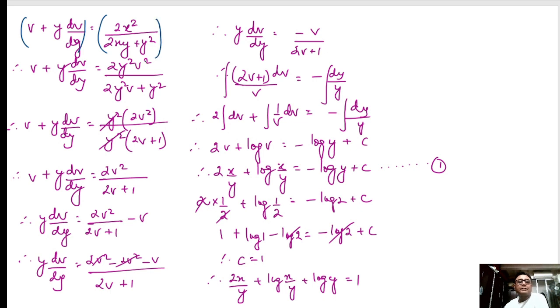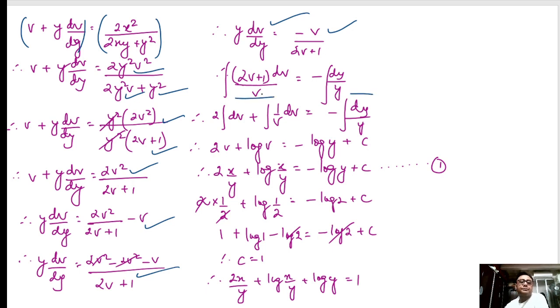In place of x I will put vy. Taking y square common, they will cut out, it remains this. Taking the v on this side, it comes this. Solving it, we get this. Now separate all the dy and dv.